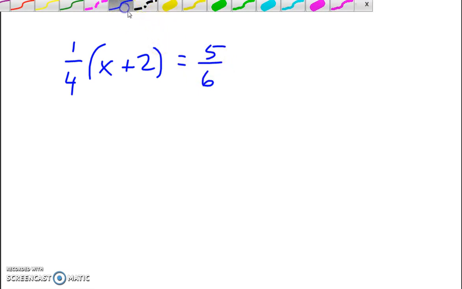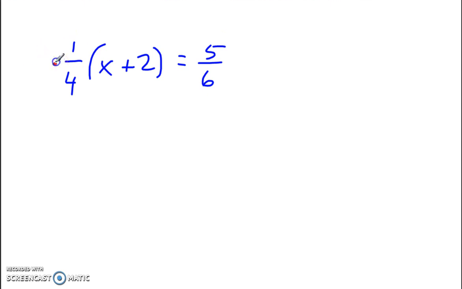I don't know many people who enjoy working with fractions, and there's a trick to get rid of them. Notice this is a multiplication on this side, and here there's only one fraction. So, this side's being divided by 4, this side's being divided by 6. A common denominator between the two would be 12. 4 goes into 12, and 6 goes into 12.